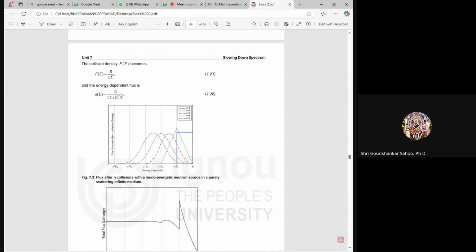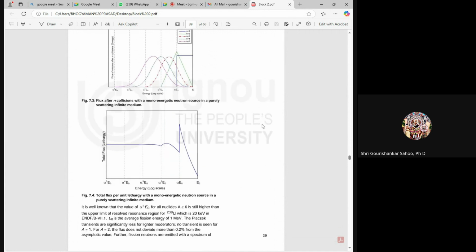Flux after n collisions with a monoenergetic neutron source in a purely scattering infinite medium can be shown as in figure 7.3, and it is a fluctuating signal. On the x-axis, you have energy on a logarithmic scale. On the y-axis, flux of a neutron after n collisions. And if we plot total flux per unit lethargy, which I have discussed earlier in this class, with respect to energy on a logarithmic scale, you have a trend like this: total flux per unit lethargy with monoenergetic neutron source in a purely scattering infinite medium.